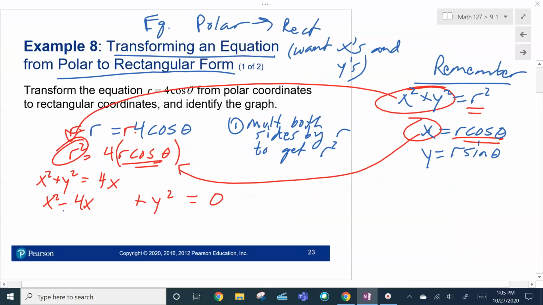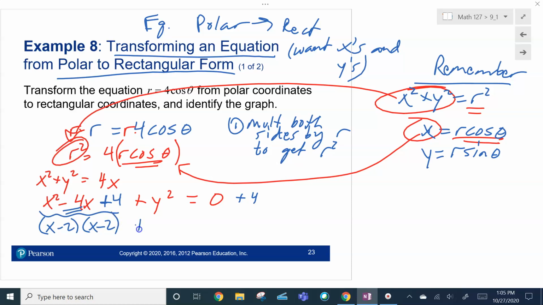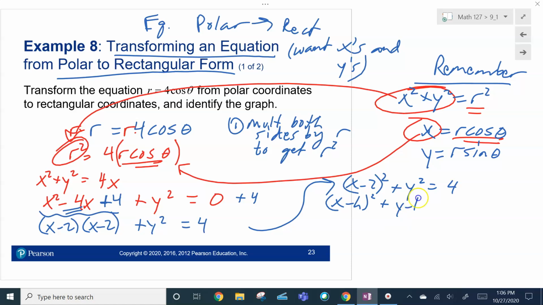So I'm going to take that negative 4 right there, divided by 2, quantity squared. Negative 4 over 2 is negative 2. Quantity squared is 4. So 4 is the magic number I need to add to both sides so that this factors into x minus 2 quantity squared. So now we've got x minus 2 quantity squared plus y squared equals 4. Remember, x minus h quantity squared plus y minus k quantity squared equals r squared, right? This is the equation of a circle.